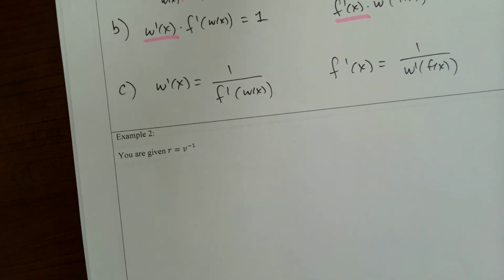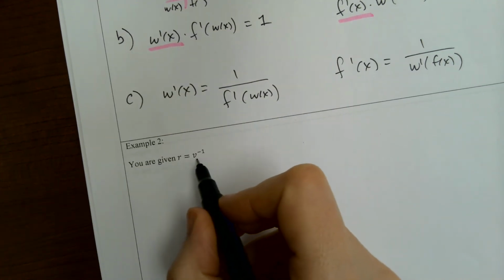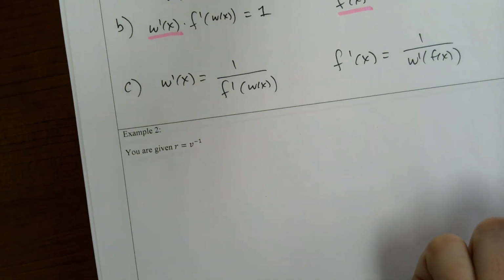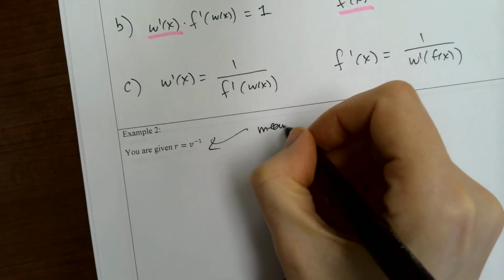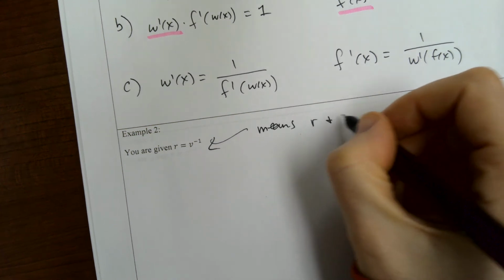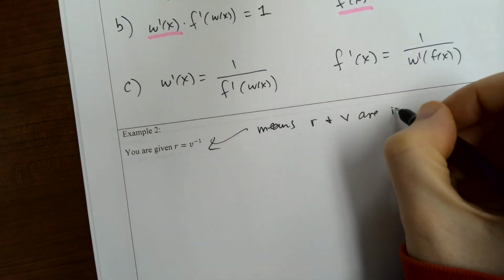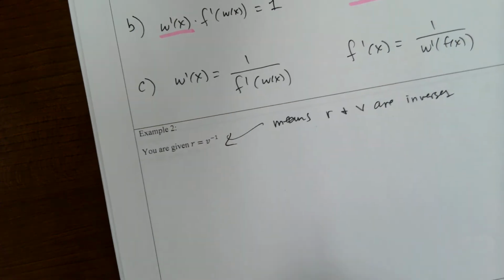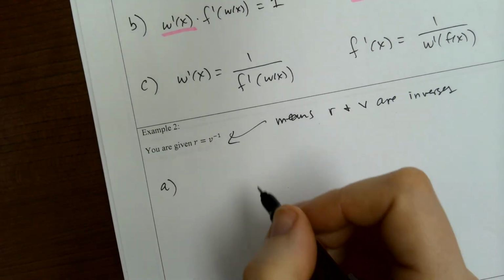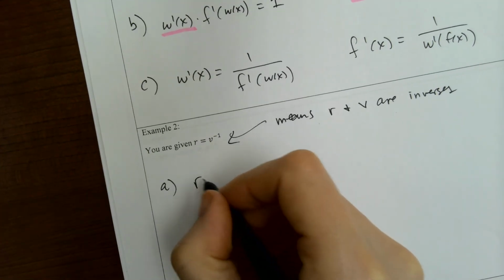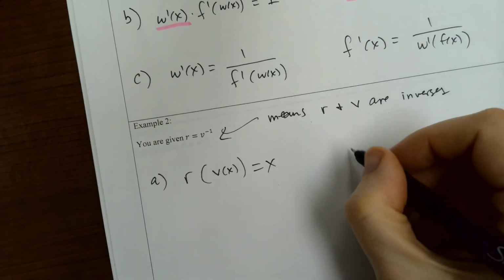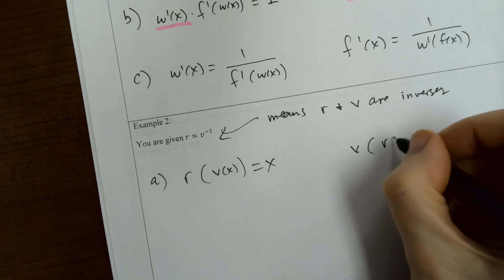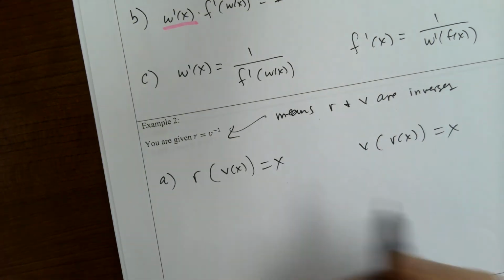I'm going to do a second example. I'm going to do it fast. So we're given that R is equal to V inverse. Okay, so this means R and V are inverses. All right, so part A. So R of V of x equals x, and V of R of x equals x.